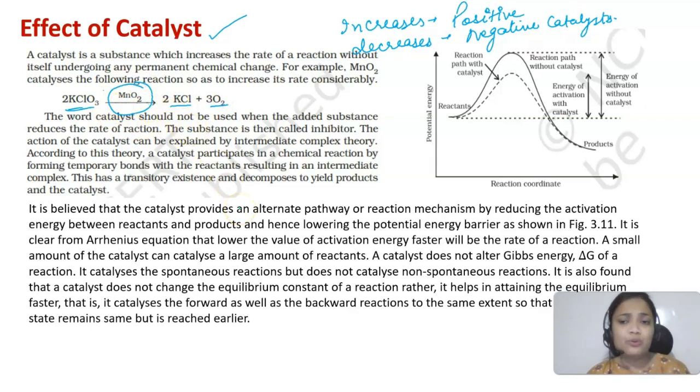Now, how is the catalyst going to increase the rate? So this is the graph of the reaction path, the path of the reaction without catalyst. This is the activation energy required.